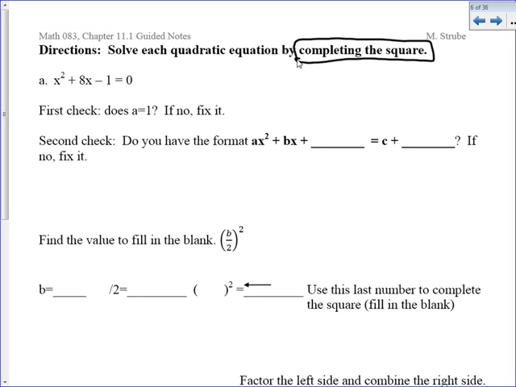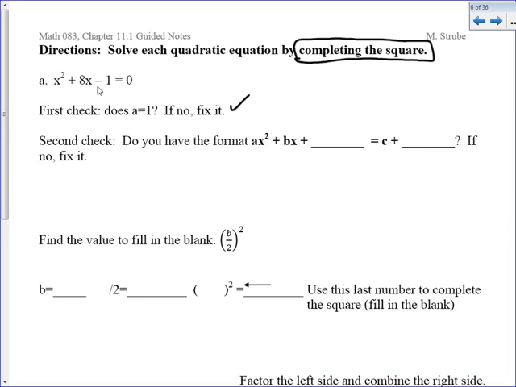So this first example I have kind of all the steps laid out for you, and then we'll do them without the writing. So our first check, there's two things you need for setup here. A has to equal 1, and you need the variable terms on the left, the constant on the right. So our first check, in this problem, does A equal 1? Yes, okay, so we're good. So we got that. Second check, do you have this format, ax squared plus bx equals c? So anything with an x on the left, the constant on the right.